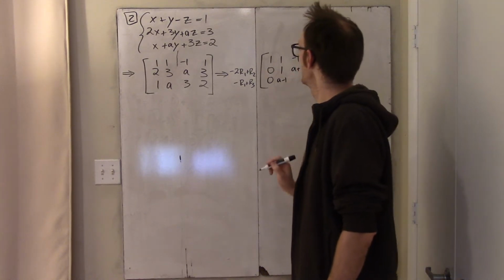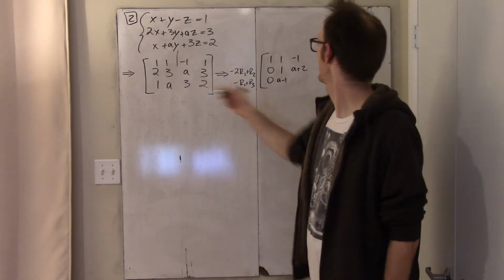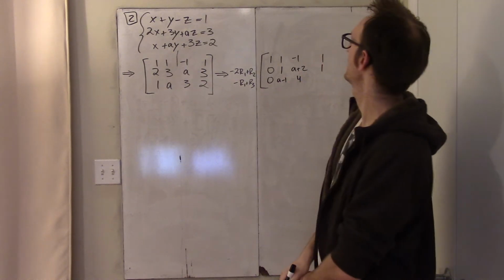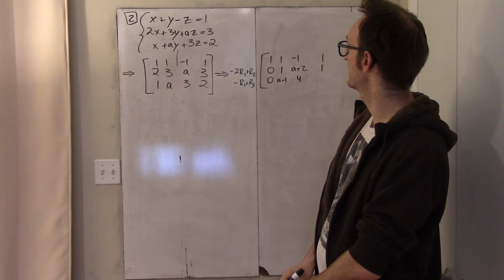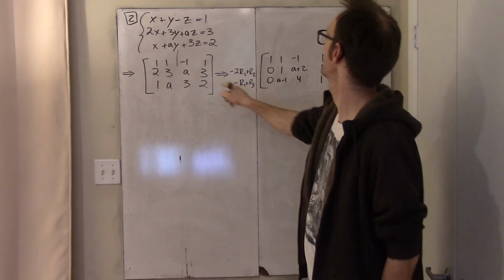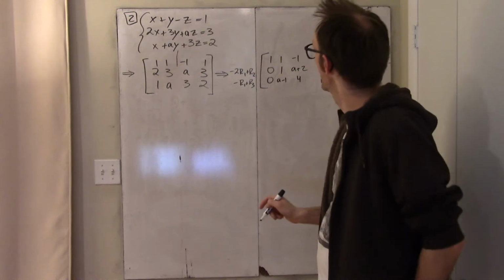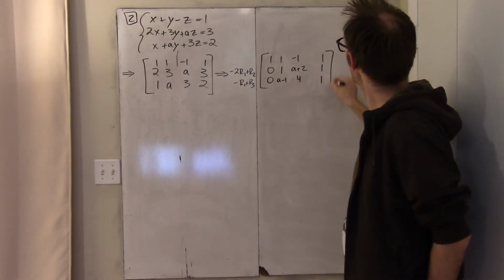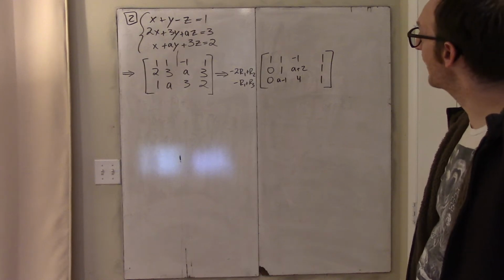And here I get 4, I guess. And then 1. Is that right? Yeah. 1 plus 3 is 4, and negative 1 plus 2 is 1. Okay. So here I am, kind of like this now. Okay. Now what?